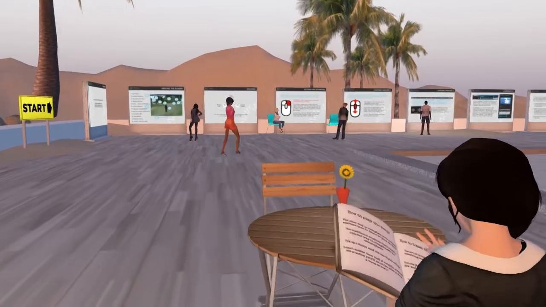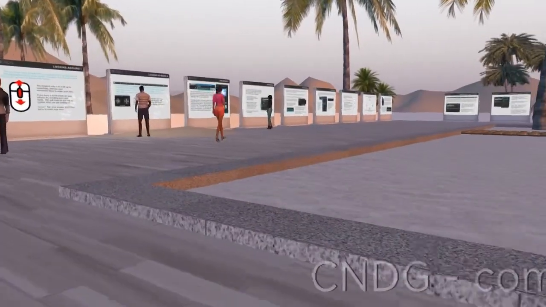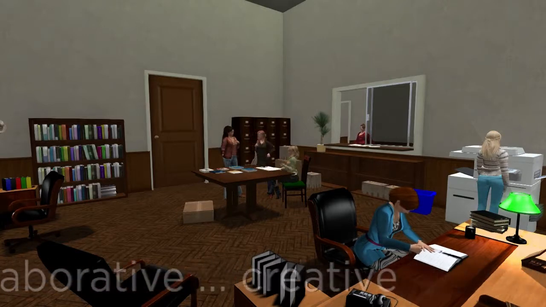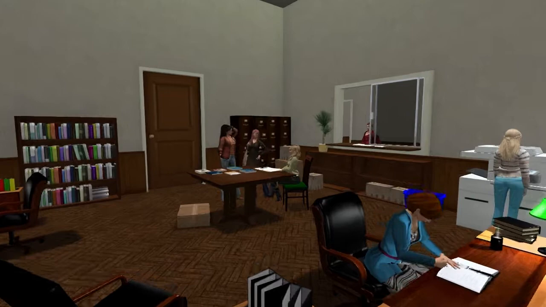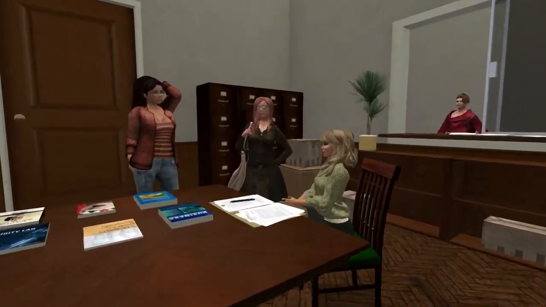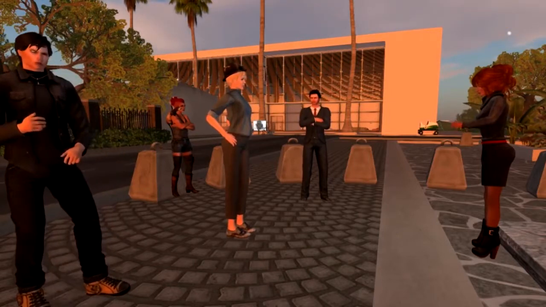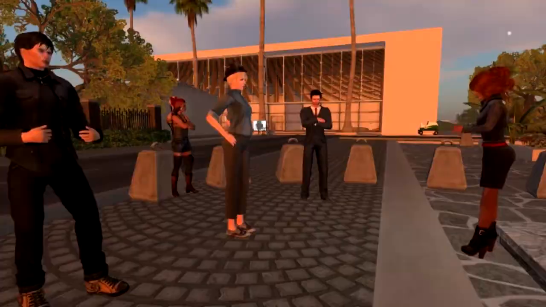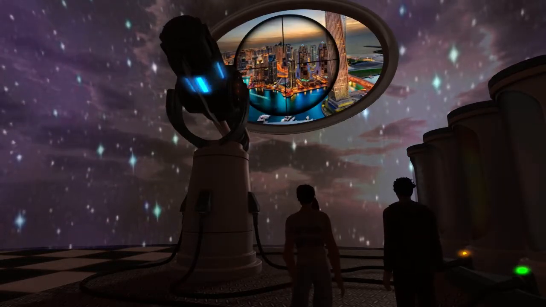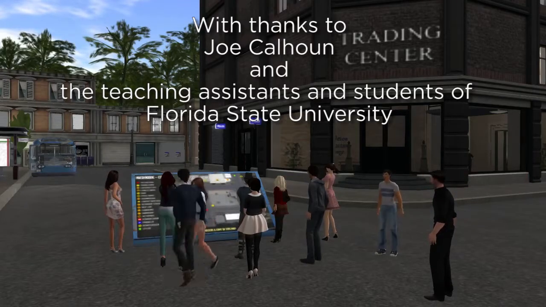The support from CNDG is world class. It is phenomenal. I do not have enough positive adjectives to describe the support that my students and I receive. Every time I've been in Second Life, if something does go wrong, the support staff is always there within minutes to help me figure it out. I am absolutely committed to Second Life for the foreseeable future, and it'll be really fun to see how we can enhance what we've already built.